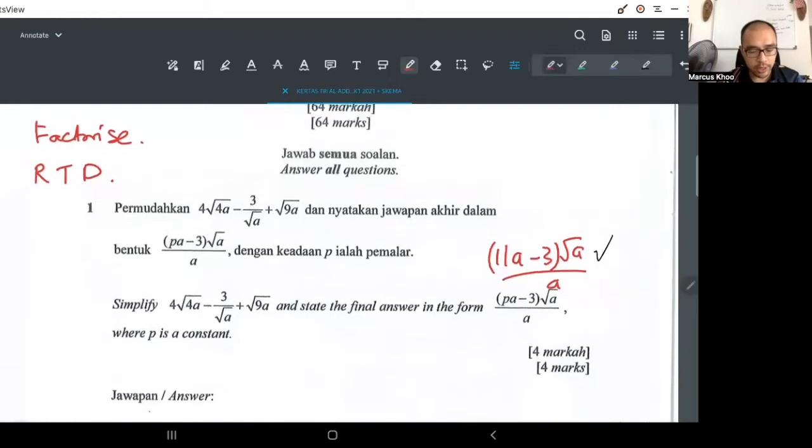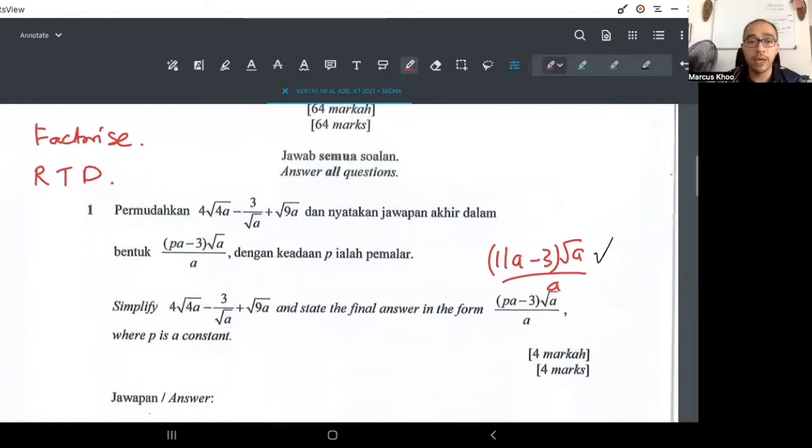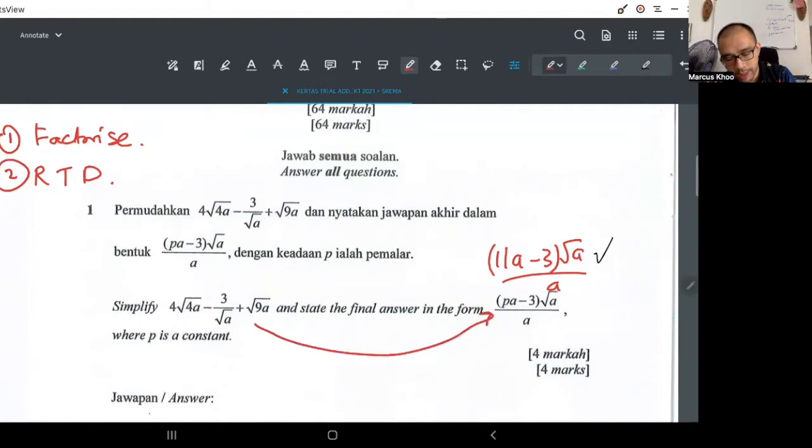Okay, so the first question is simplify for root 4a minus 3 over root a plus root 9a. And I think when we answer this, there are 2 very important things that we need to remember. Whenever we talk about surds or indices or even log laws, factorizing plays a part in getting this right. So we want to change this to become this, where we see that actually p is equal to 11.